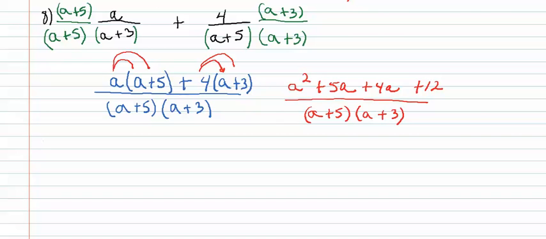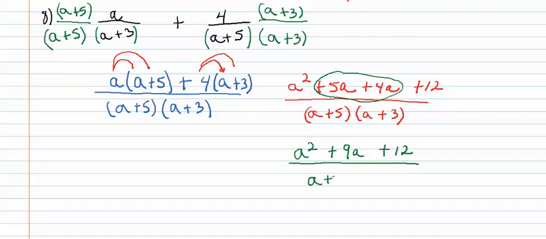Okay, I'm almost done, not quite. I need to combine like terms up here. Well, I only have 1a squared. I have positive 5a and a positive 4a, which is a positive 9a. And then I just have a 12. That's the top of my fraction. The bottom of my fraction is a plus 5 and a plus 3.